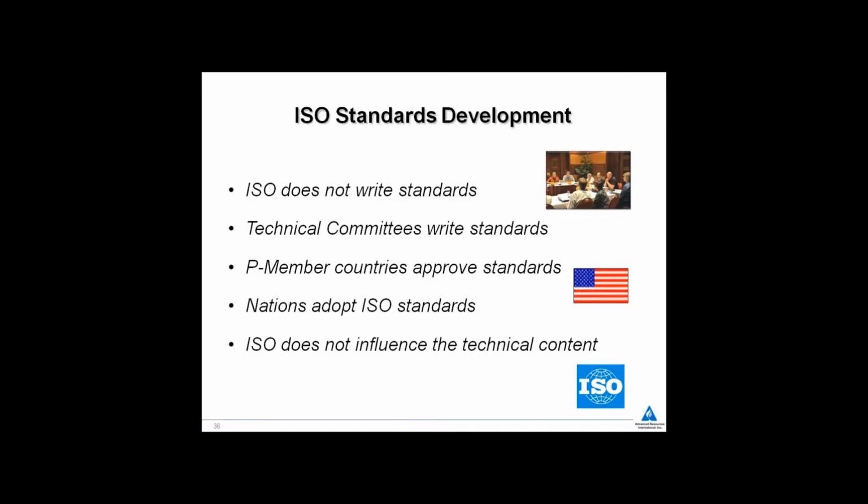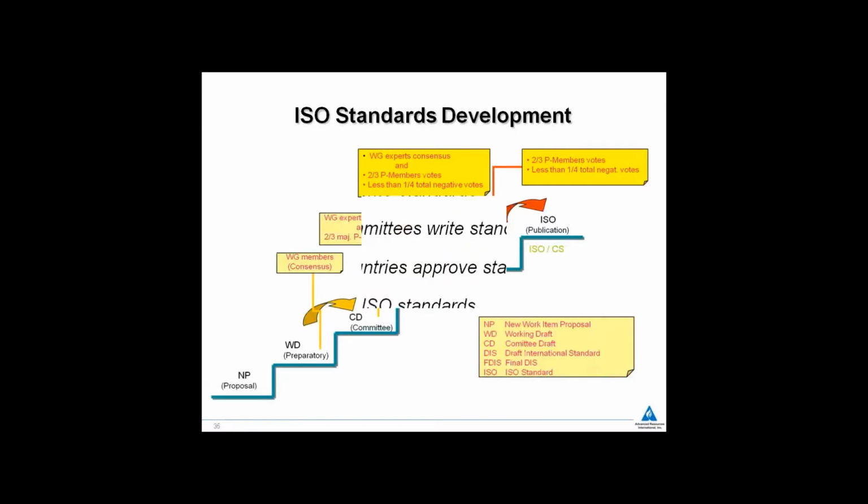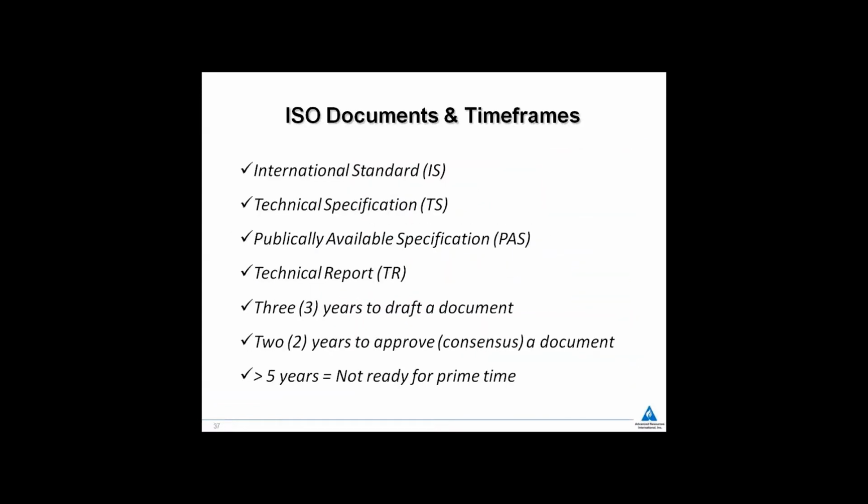The member countries only approve the standards, and then the nations adopt the ISO standards, and ISO stays neutral on the technical content of the standard and only manages the process. It only manages the stepladder, if you will, of the process, but not the actual content of the process. There are approximately 4 different types of documents.